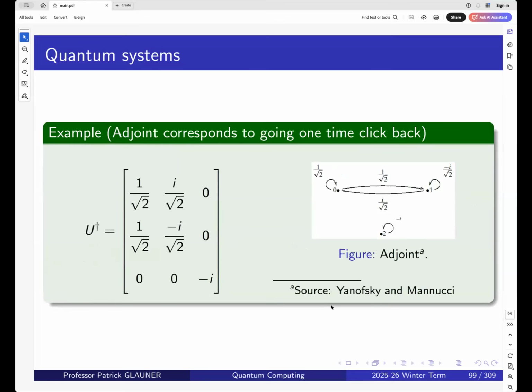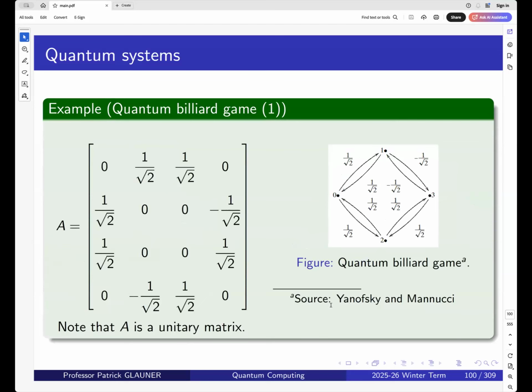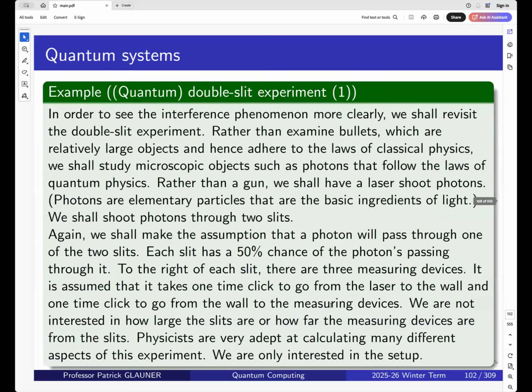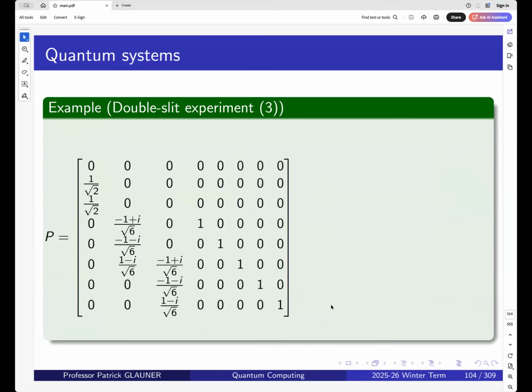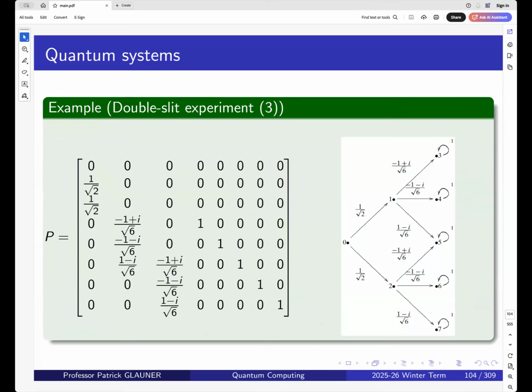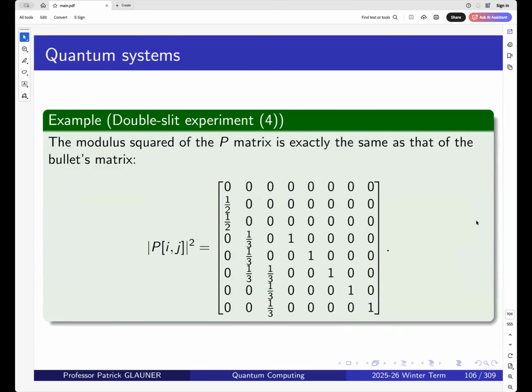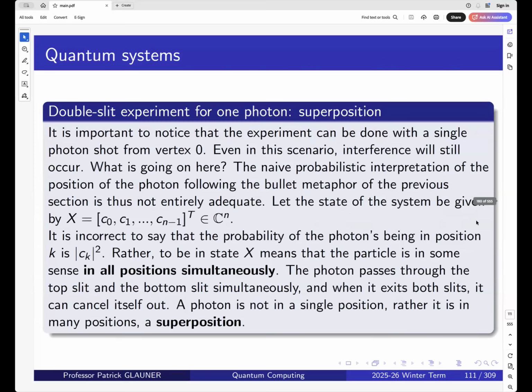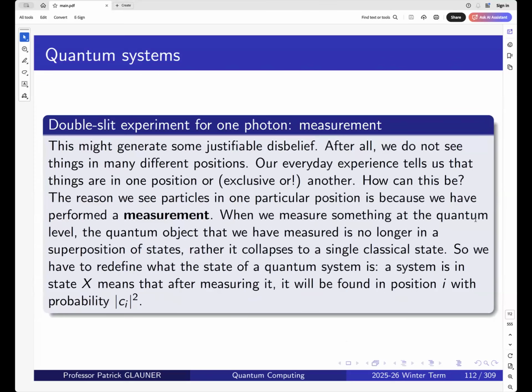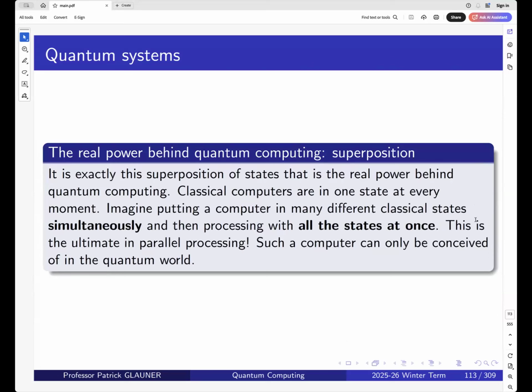And we looked at a few examples of quantum systems. In particular, we saw the quantum billiard game, and the quantum double slit experiment is something we discussed in greater detail. There we also noticed interference, so that our particle would actually never end up here, because these complex probabilities cancel each other out, and this is the interference. We discussed this in detail. We looked a bit into the double slit experiment, and that's something we will continue today.